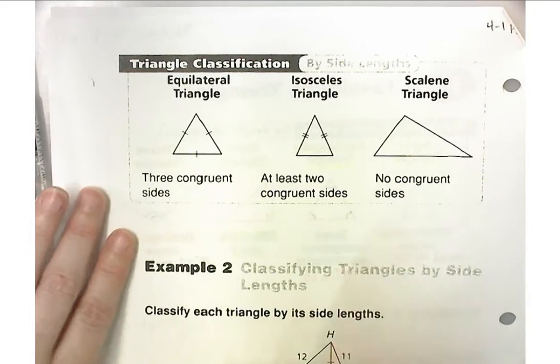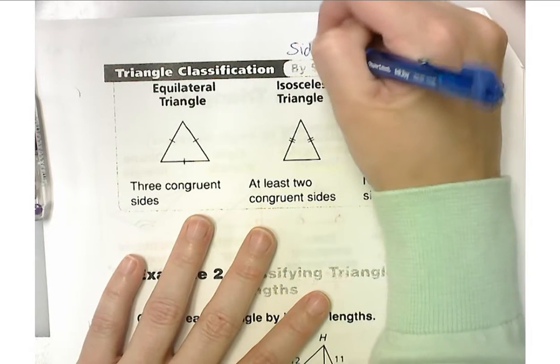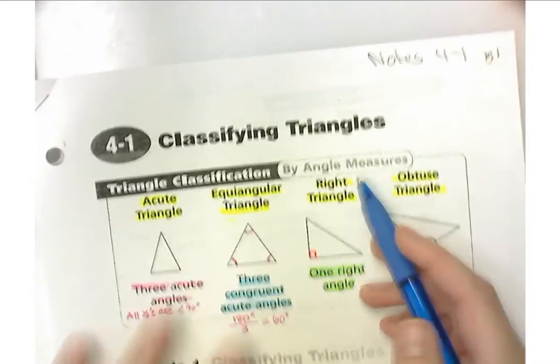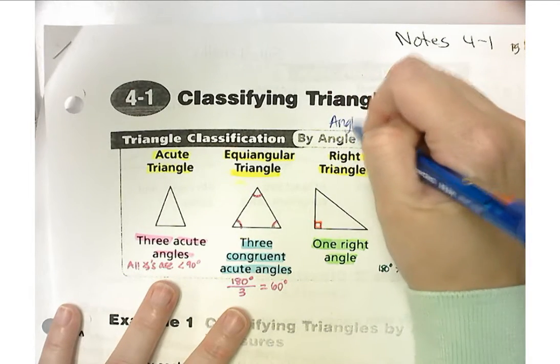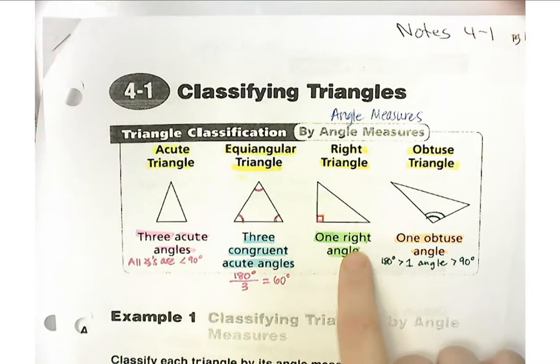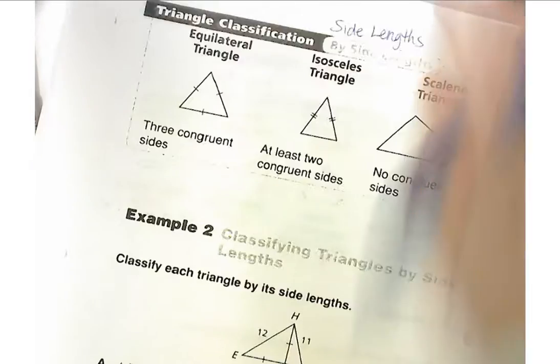All right. Now, in addition to classifying triangles by their angles, even though this is kind of blurred out, you can also classify them by their, let's write it on top, side lengths. Okay, so the first thing we were doing is classifying by their angle measures. Let's actually write angle measures here. Okay, so you can classify a triangle by its angles, or you can classify a triangle by its sides.